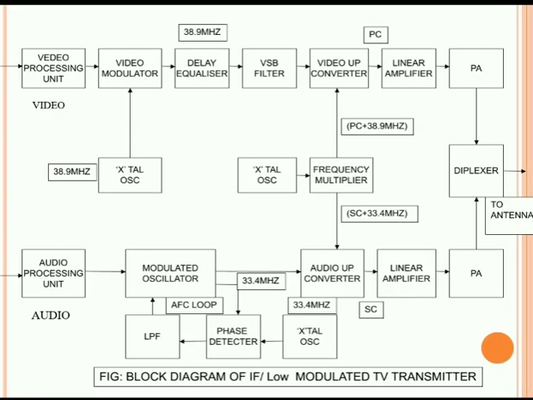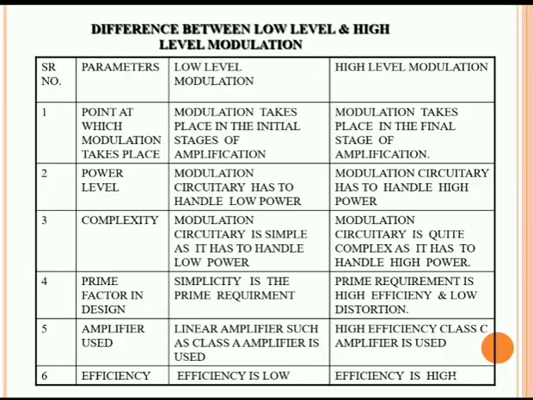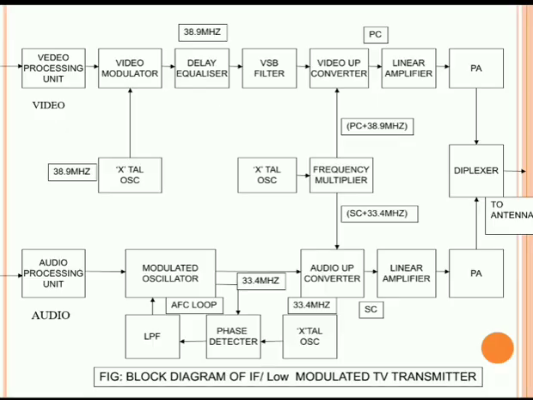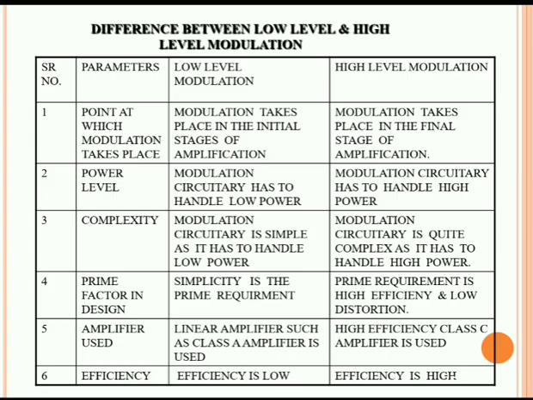This is all about the low modulated TV transmitter or intermediate frequency modulated TV transmitter. Getting both the terms, high modulated TV transmitter and low modulated TV transmitters. Now let us see the difference between the low level and high level modulation system. Here in the low level modulation we will see with comparison with the different parameters.